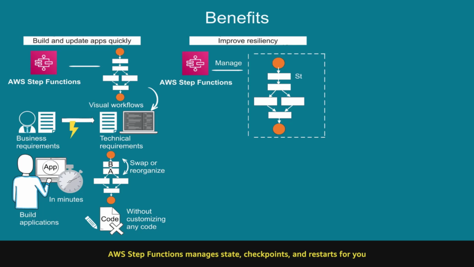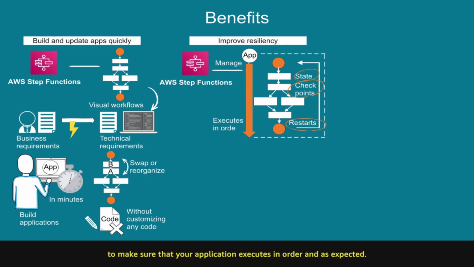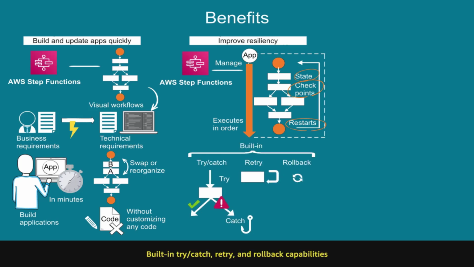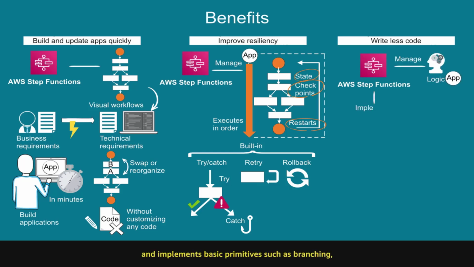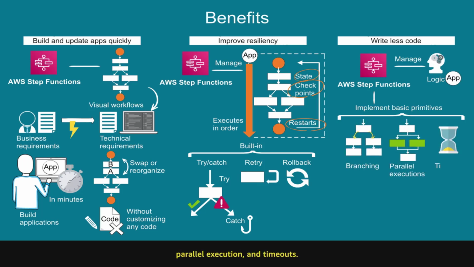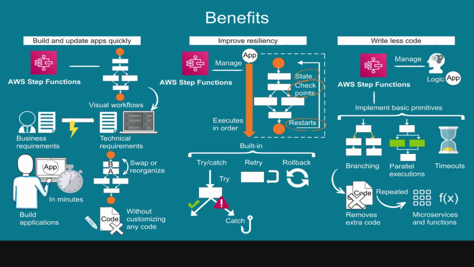Improve resiliency. AWS Step Functions manages state, checkpoints, and restarts for you to make sure that your application executes in order and as expected. Built-in try-catch, retry, and rollback capabilities deal with errors and exceptions automatically. Write less code. AWS Step Functions manages the logic of your application for you and implements basic primitives such as branching, parallel execution, and timeouts. This removes extra code that may be repeated in your microservices and functions.